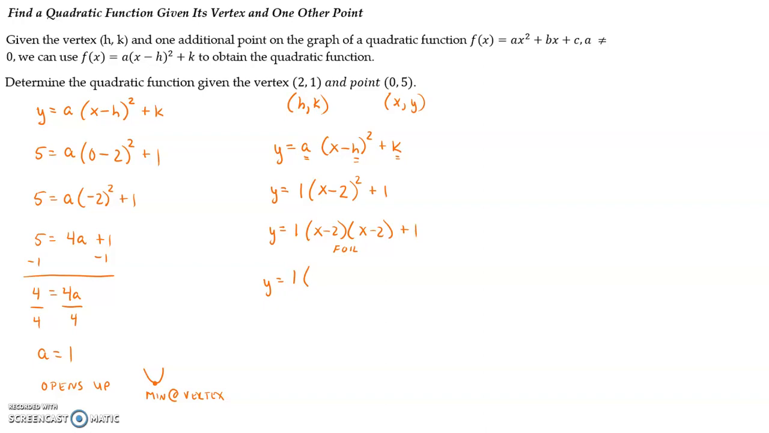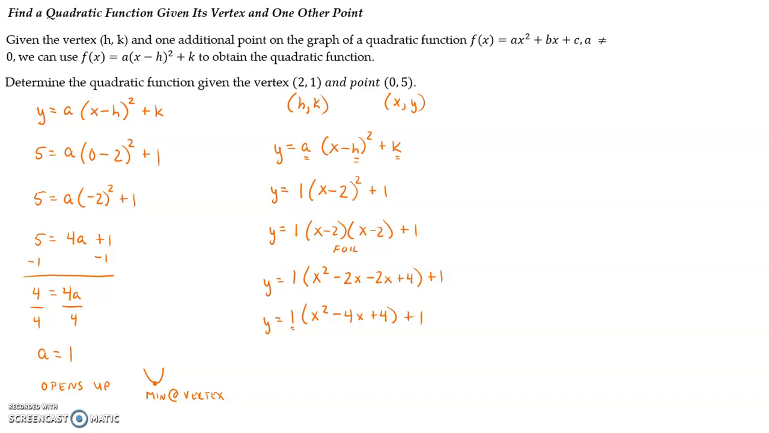So if we FOIL this out or distribute, we're going to get x squared minus 2x minus 2x plus 4. I'll close my parentheses there, and then I still have this plus 1 all the way at the end. So we can simplify what's inside our parentheses. This is going to be x squared minus 4x plus 4. And then we have that plus 1 all the way at the end.